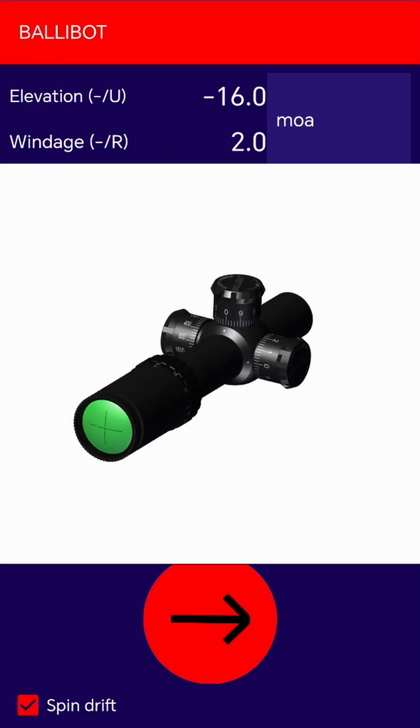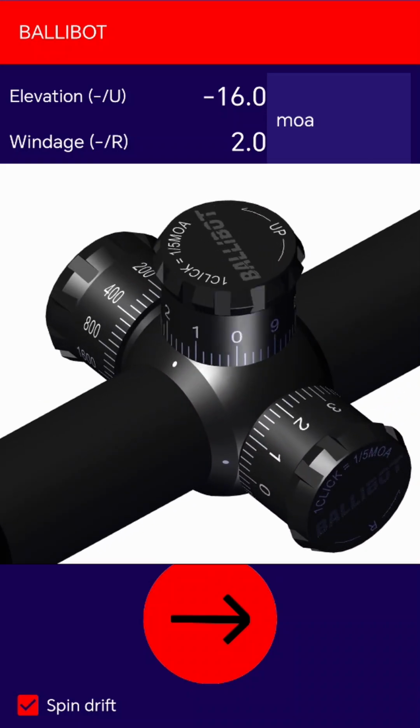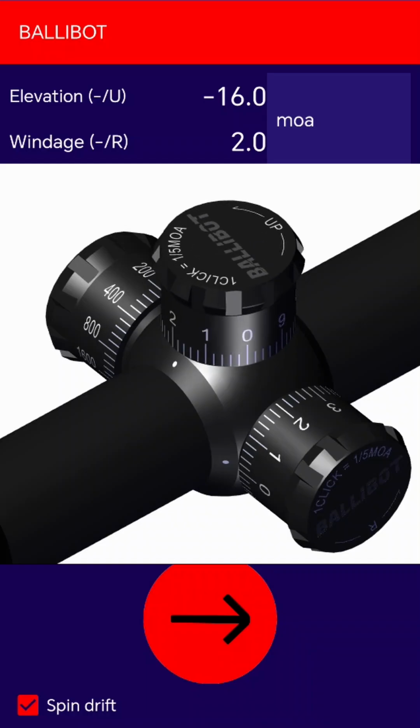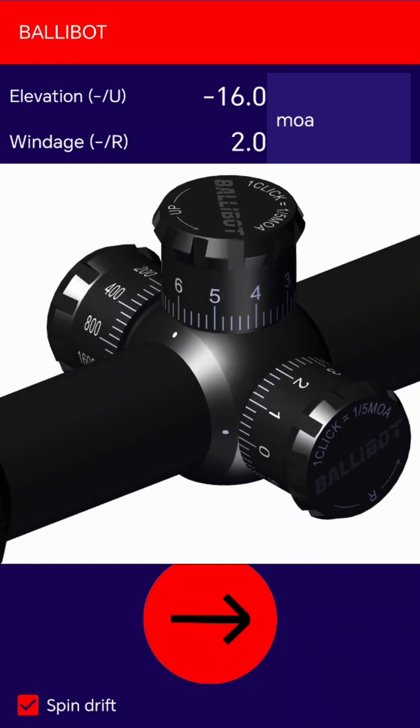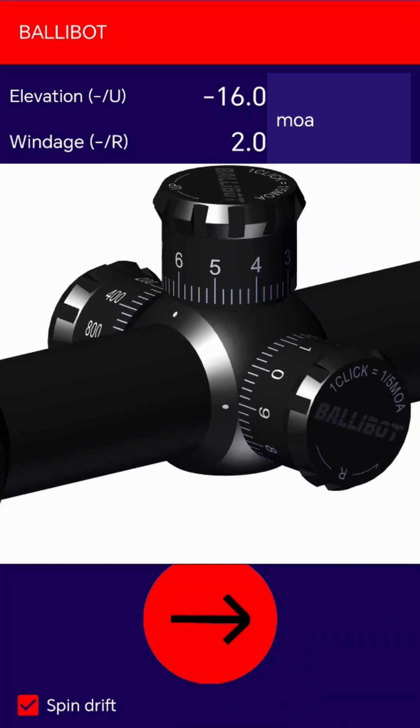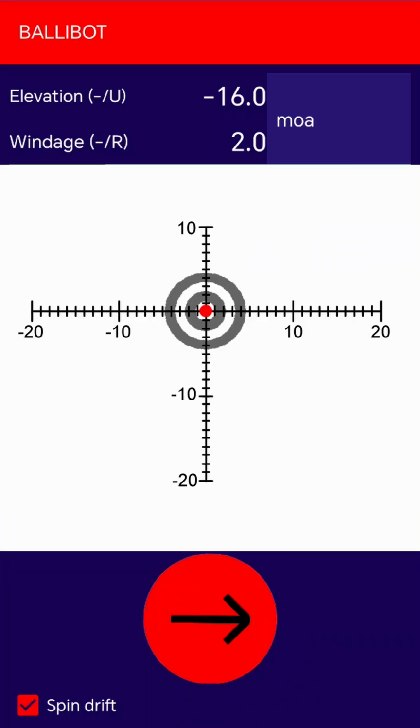If the scope turrets are used for shooting, rotate the elevation turret of the scope by 16 MOA counterclockwise, and rotate windage turret by 2 MOA clockwise, and shoot with the crosshair center at the target.